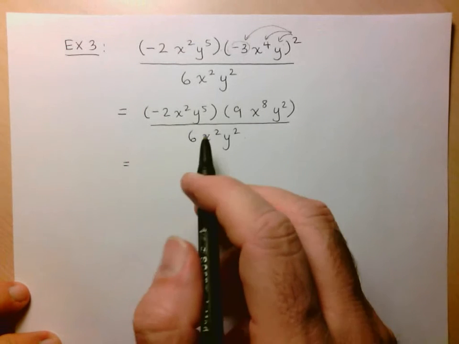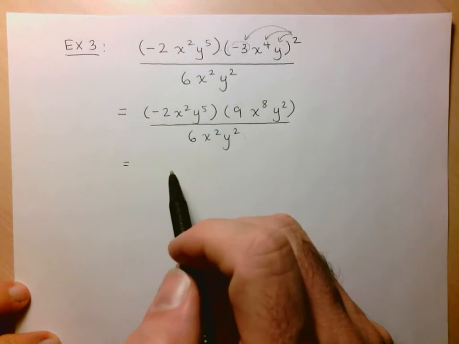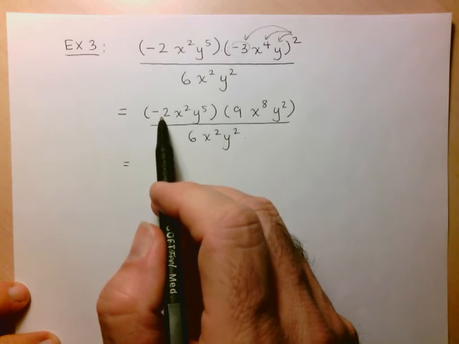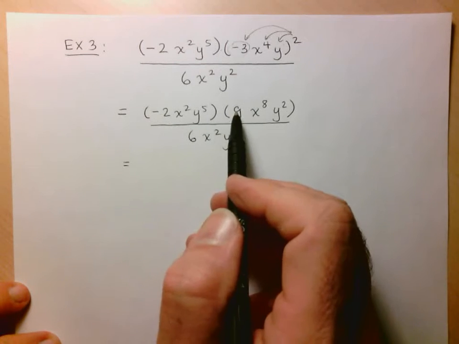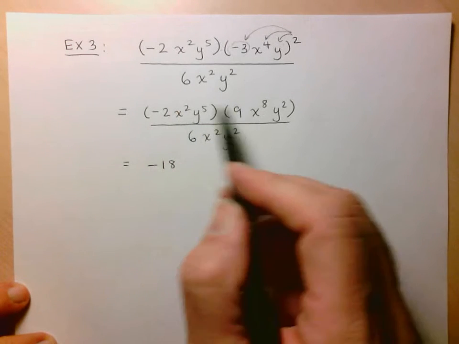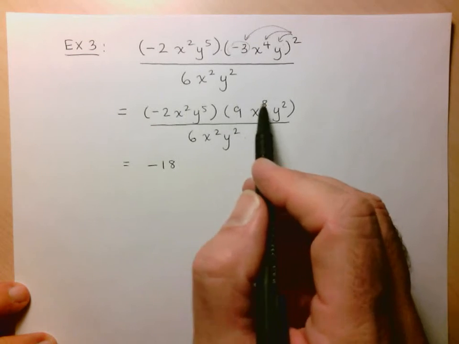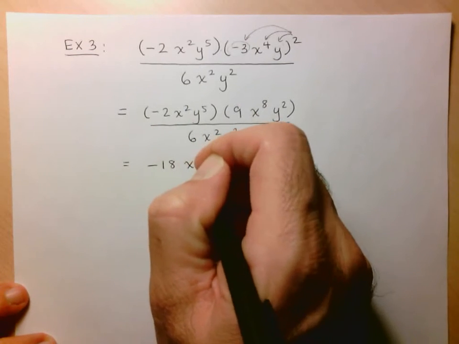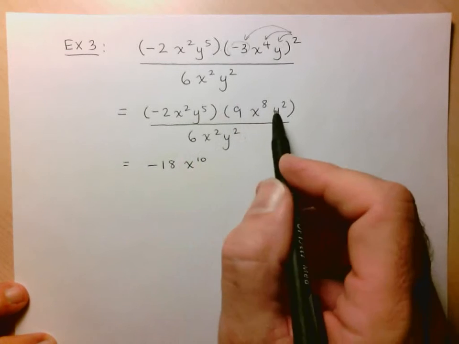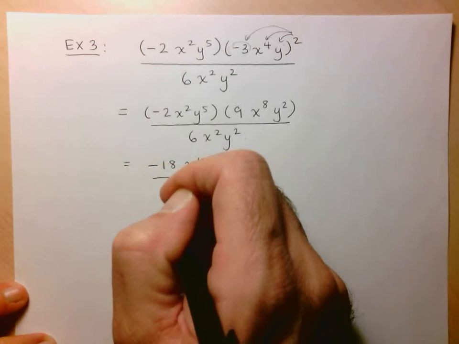Now that I've taken care of the exponents, I can take care of the multiplication in the numerator. Again, coefficients first, negative 2 times positive 9 is negative 18. X squared times x to the 8, multiplying powers with the same base, so I add the exponents, x to the 10, and then y to the 5th times y squared, y to the 7. Again, add the exponents.